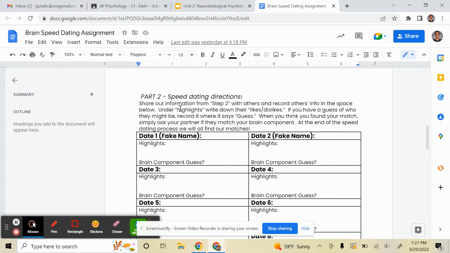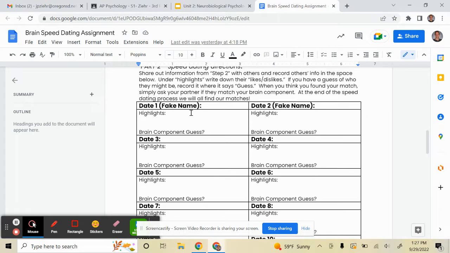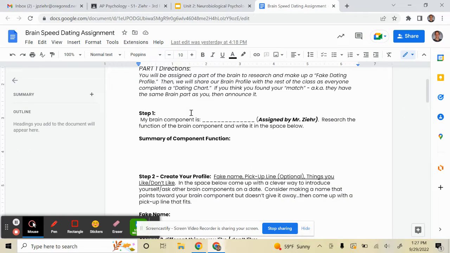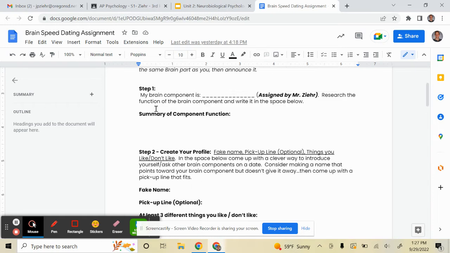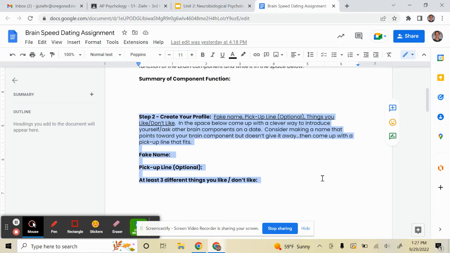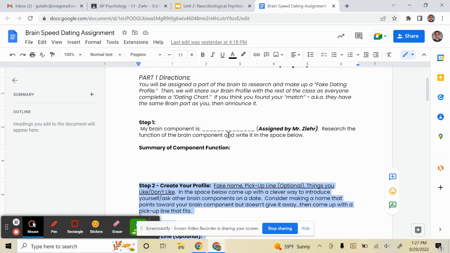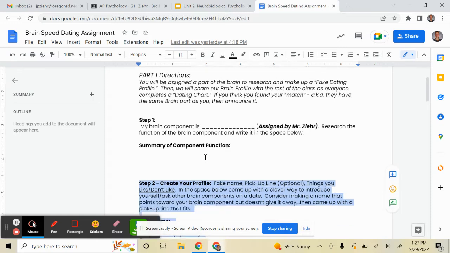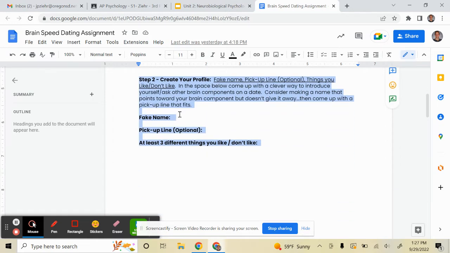So what you're going to do, if you did a paper copy of this, make sure you have the paper copy out. If you have a Google Doc open, you're just going to be carrying around your Chromebook as you walk around the room. Basically, you're going to be sharing your information from part one. Specifically, you are sharing this information. Do not share the name of your brain component and what it does, because that defeats the purpose. You're sharing your profile instead. So what was your fake name? You're going to share a pickup line if you have one, but again, that was optional. Remember, you don't need to do that.